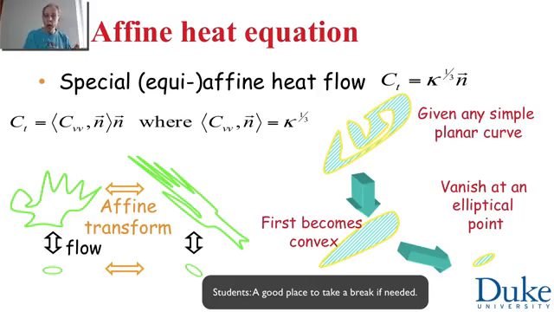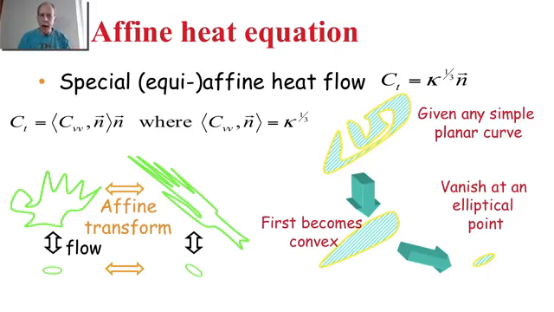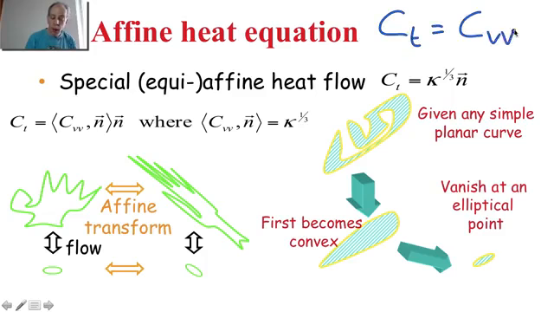Now, that was the Euclidean case. What about the affine case? The affine case turns out to be this function. This is the Euclidean curvature. Where do we get it from? Let me just write it here for a second. We're going to do the same as we did before, but now according to the affine arc length.